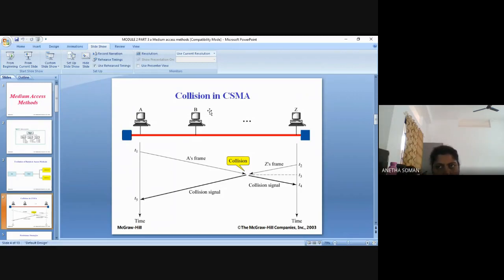Understand how the collision has happened: it is mainly due to the propagation delay. If station A is transmitting a frame at time T1, it has not yet reached the receiver side, suppose it is sending to Z. So when Z senses the medium, it thinks nothing is on the medium, so it transmits its frame. But on the way, both collide with each other. As a result of the collision, some signals are produced and propagated back to stations Z and A at times T4 and T5, where T5 is much greater than T4, T3, T2, and T1.